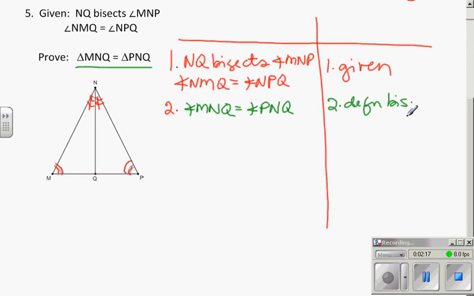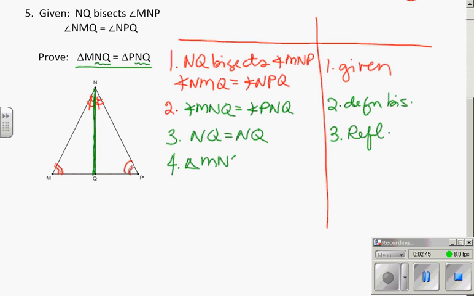The one that I picked up on first is this right here. I'm always going to look for that reflexive side. And so I can say that NQ is equal to NQ because this is going to be a fold in half and my two triangles share that side, and I can see that from the congruence statement. And the reason they do that is the reflexive side. So now I can say that triangle MNQ is congruent to triangle PNQ by, look at my picture, angle, angle, side.